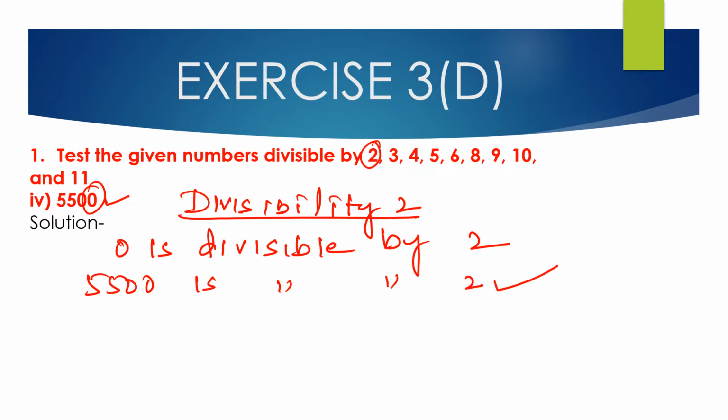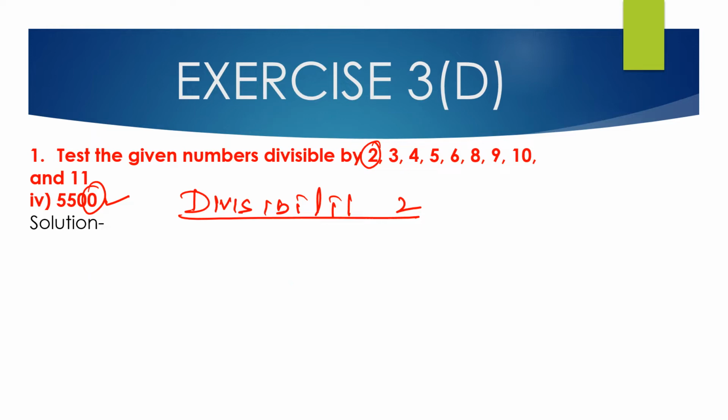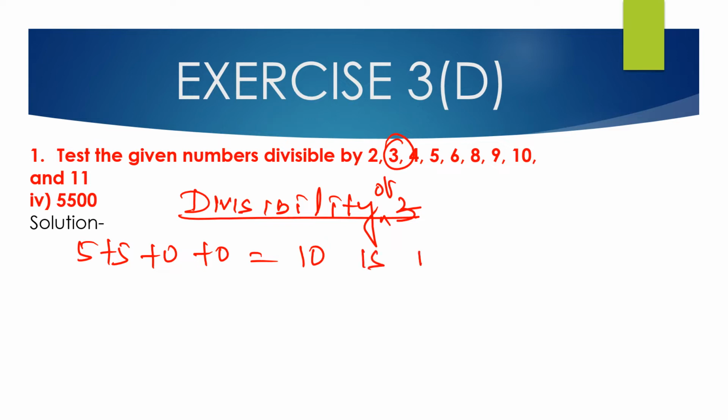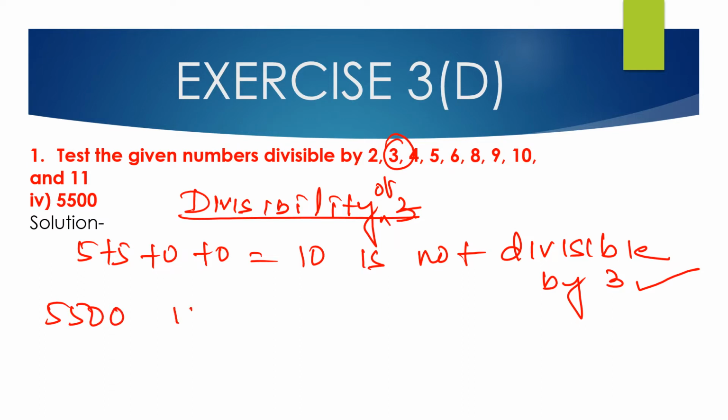Now we will check whether the number 5500 is divisible by 3 or not. Divisibility of the number 3. We know if the sum of digits of the number is divisible by 3, then the number is divisible by 3. Here the sum of digits of the number 5500 is 5 plus 5 plus 0 plus 0, and 5 plus 5 is 10. 10 is not divisible by 3. So 5500 is not divisible by 3.